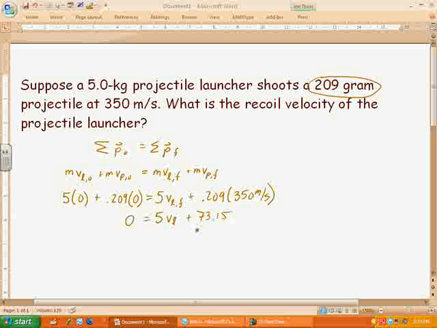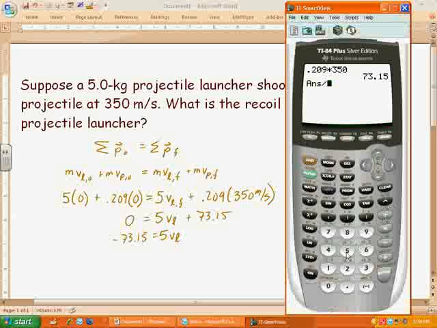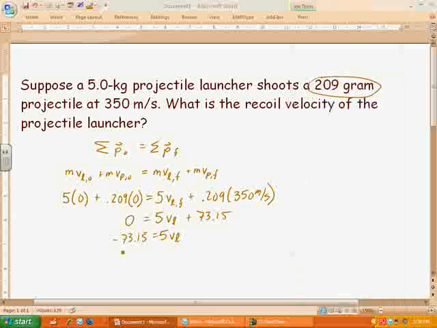I'll subtract that to the other side, so I'll have negative 73.15 is equal to 5 times the velocity of the launcher. Divide both sides by 5, and we get 14.63. So negative 14.63 meters per second is the velocity of the launcher. Now it's negative because I said that my projectile is moving in a positive direction. So if it's moving in a positive direction, then in order to conserve momentum, the gun has to be moving in the opposite direction, which is going to be negative.